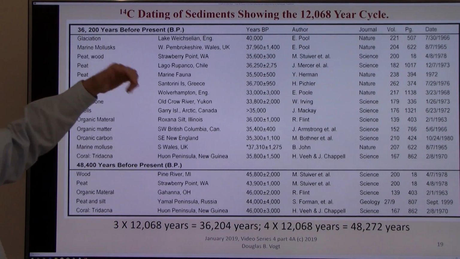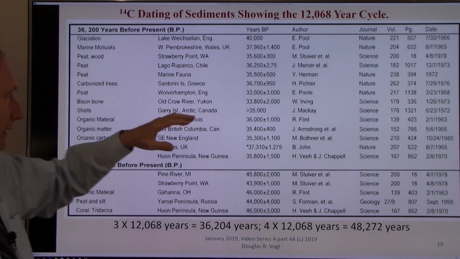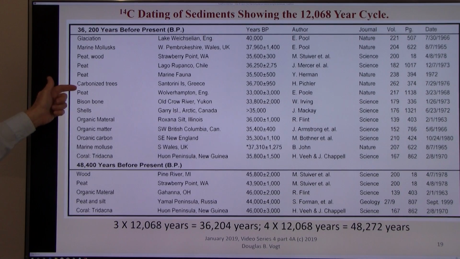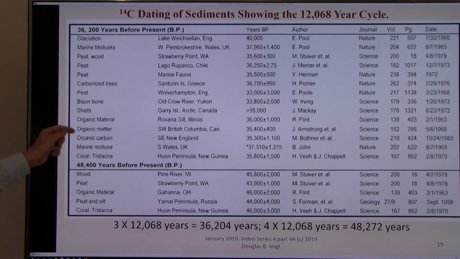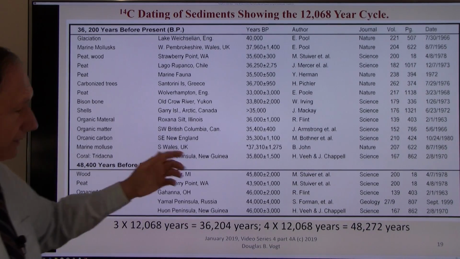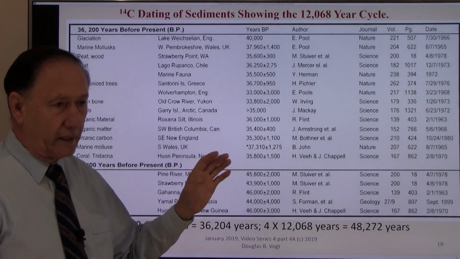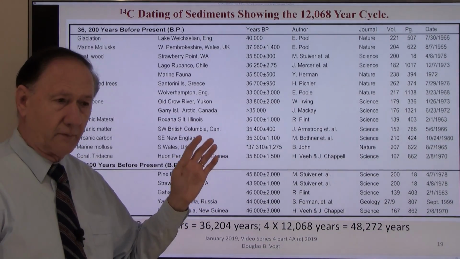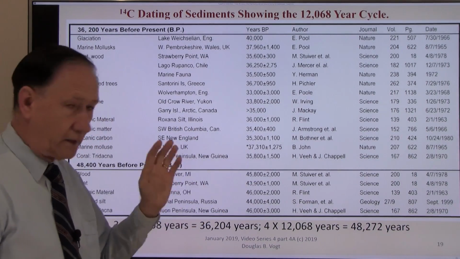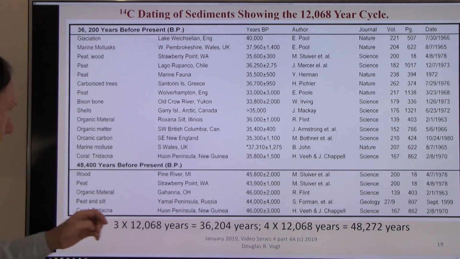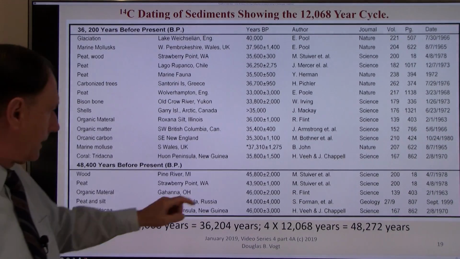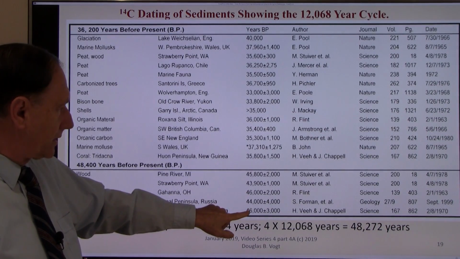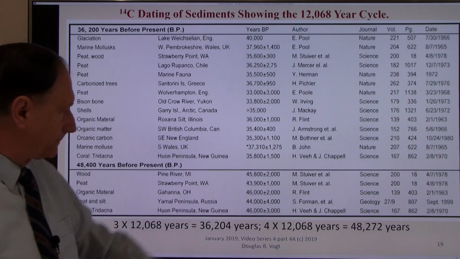Glaciation means the deposits left by the glacier, the moraine. Peat bogs, carbonized trees, everything. All around the 36,000 year mark. It goes on like that. With variations, keeping in mind that you're going to have some variations because of the problem of the carbon-14 production. It does change depending on what side of the Earth you're on. 48,000 years, wood, peat, organic material, peat, and silt. Again, nicely centered around that 4 cycles back.